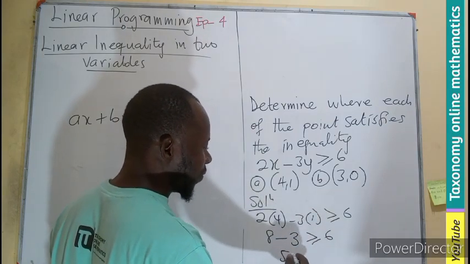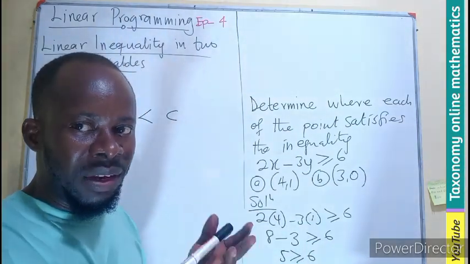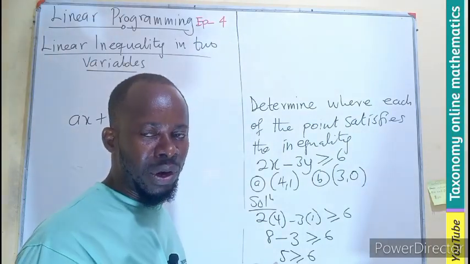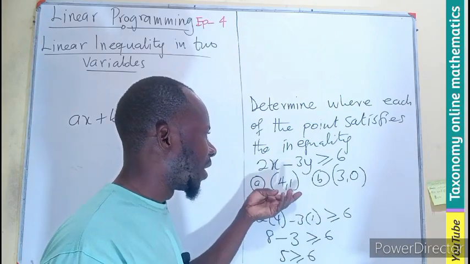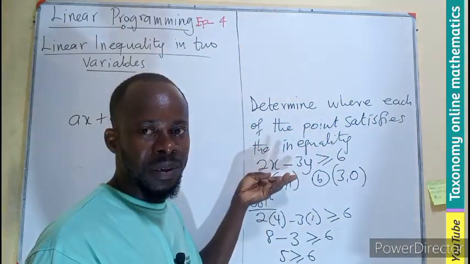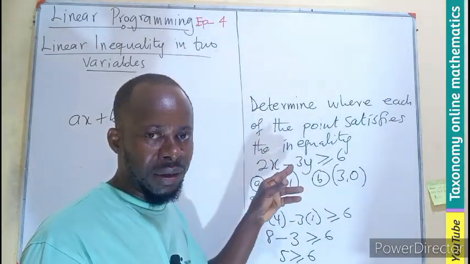So we have 5 is greater than or equal to 6. So per the inequality definition, 5 is not greater than 6, nor is it equal to 6. So this point does not satisfy this inequality. It doesn't satisfy it. It means it can't be the solution for that inequality.